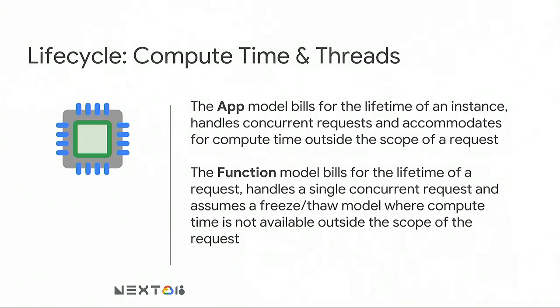Okay, so an app model bills for the life cycle of an instance. It handles concurrent requests and accommodates for compute time outside of the scope of a request. A function bills for the lifetime of a request, handles a single concurrent request, and assumes this sort of freeze-thaw model in between requests where no CPU activity is going to be allowed to happen.